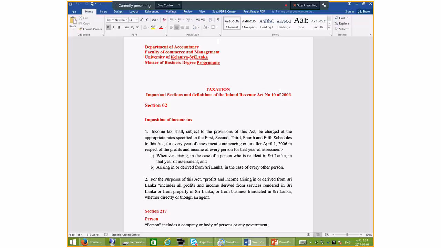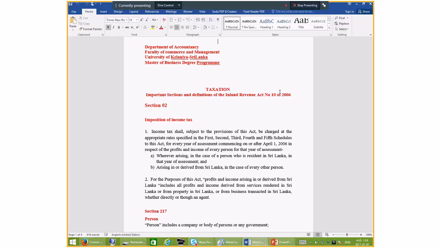But in the case of a Sri Lankan individual who is resident in Sri Lanka, if he has a business in Sri Lanka and also a business in Japan or India, and profits are derived from those businesses, he has to pay tax on the whole income.